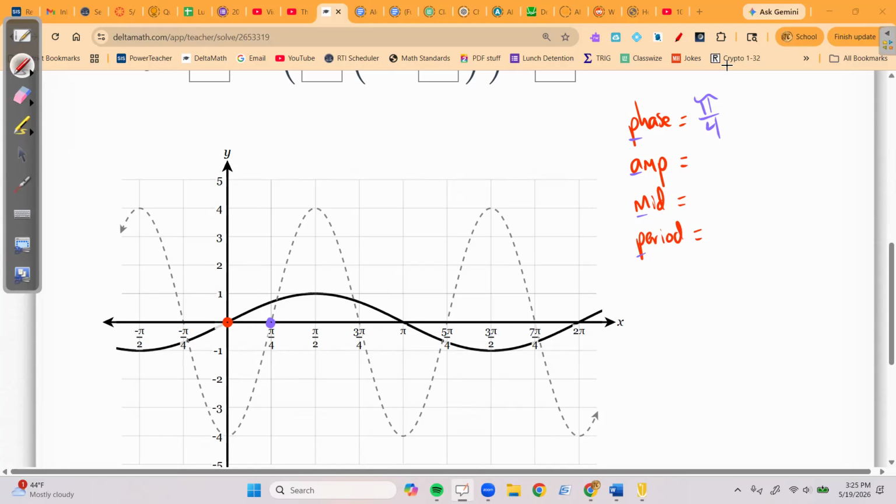Good so far? These next two questions are things that you learned yesterday. So what is the amplitude of our big, tall, dotted curve? 4. 4 is correct. Midline, you shouldn't have any issues with that. What is it? Yeah, the midline stays, so we're just going to put 0. Period is the new one today.